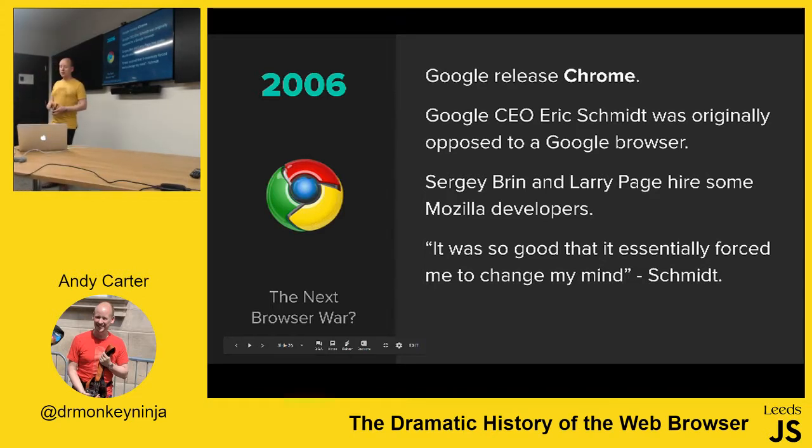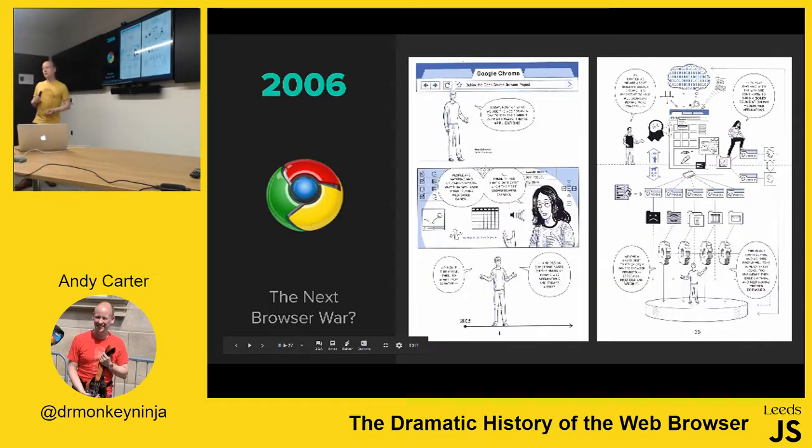However, co-founders Sergey Brin and Larry Page had hired some Mozilla developers, and they had been quietly working away on the concept for a new web browser. And when they showed it to Eric Schmidt, his response was, "It was so good that it essentially forced me to change my mind." And so, through a 38-page comic book, they announced to the world Google Chrome.